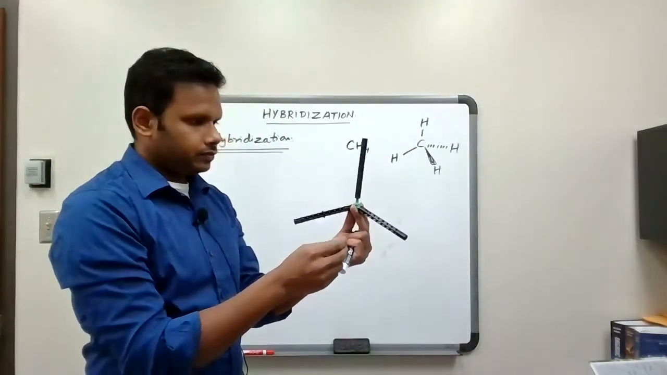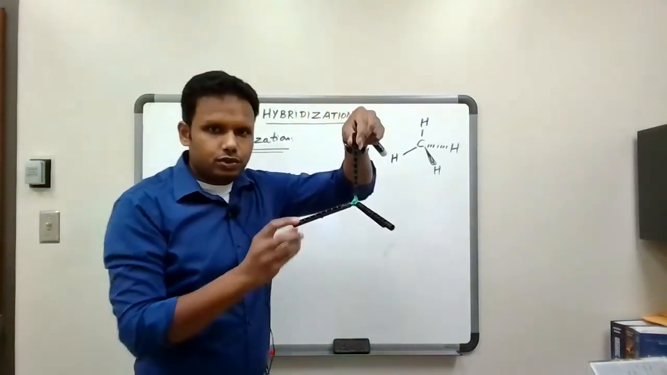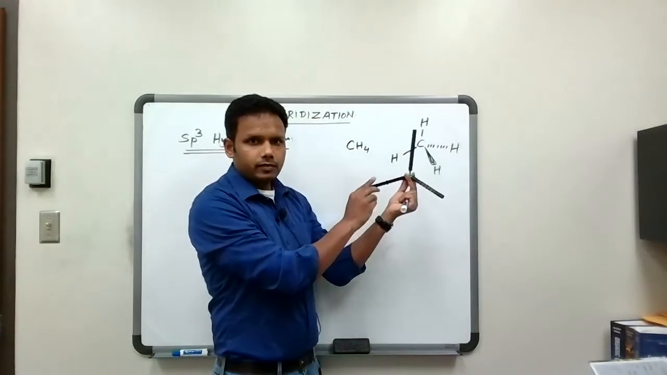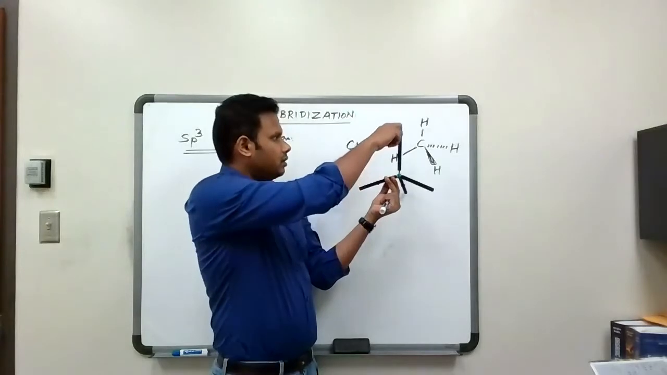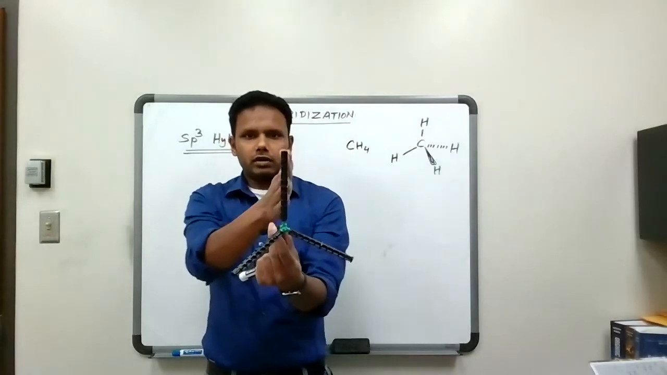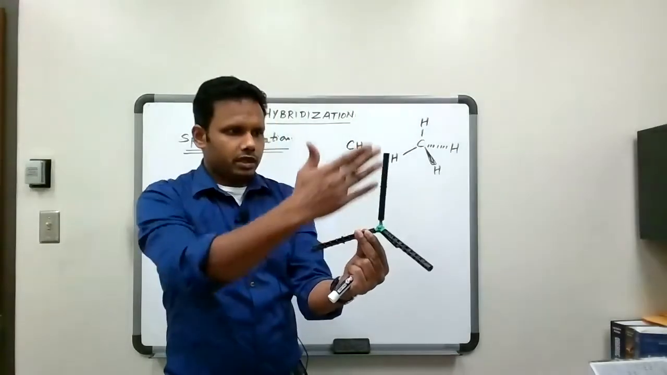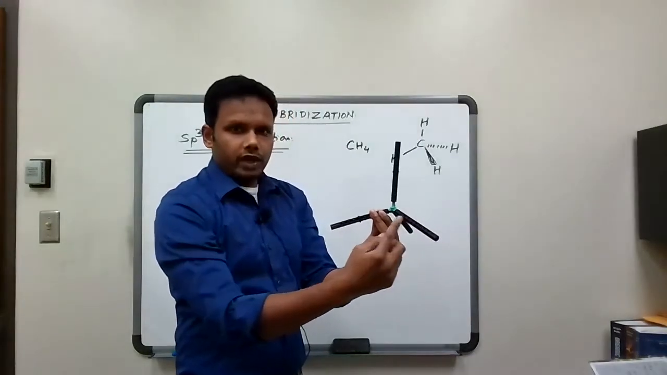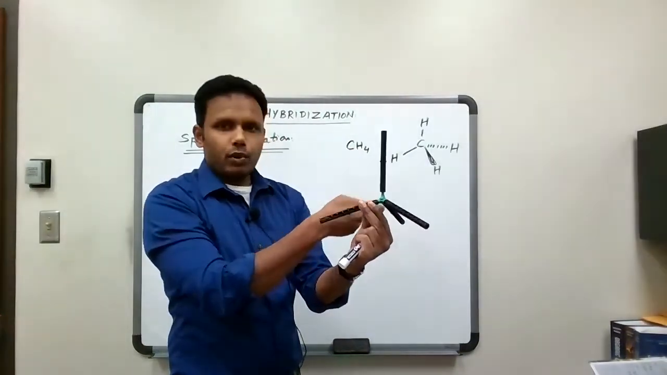When you look at it, you have 2 hydrogens, this black one and the black one at the top, and these are in one plane, which is the plane of the whiteboard. And you have the hydrogen on the wedge, which is pointing towards you, and the hydrogen on the dash is pointing away from you.